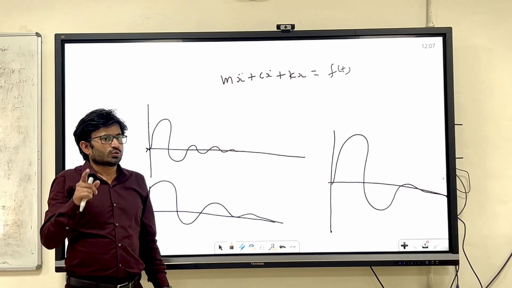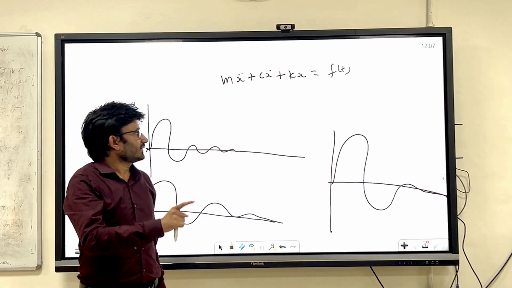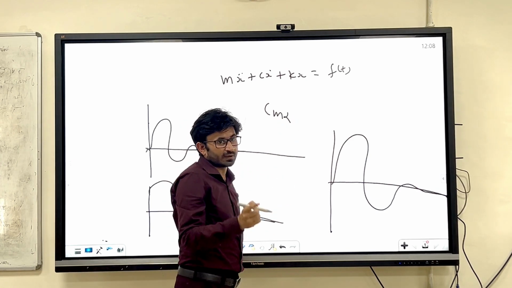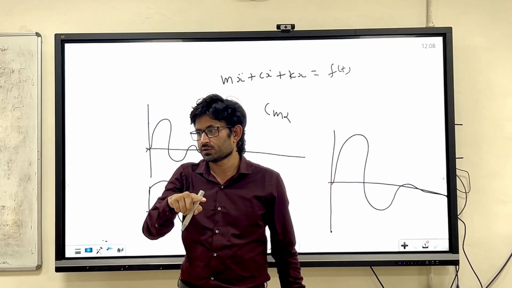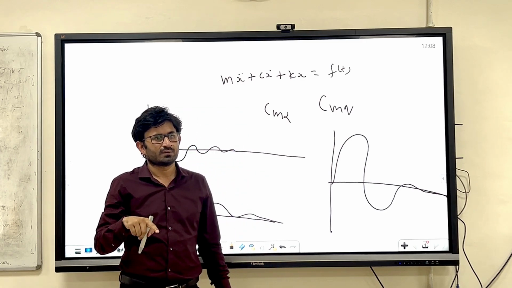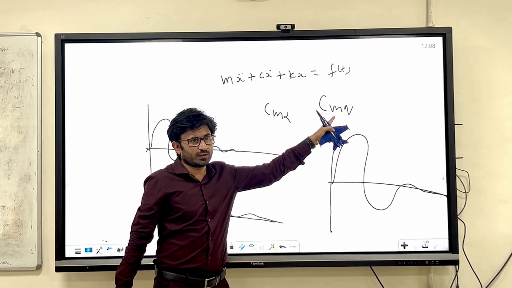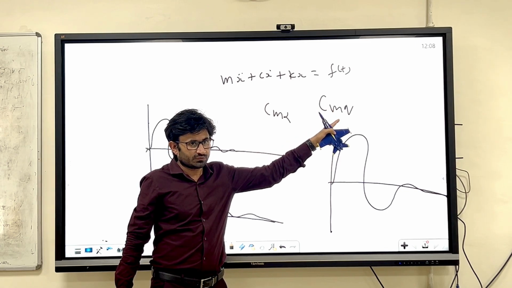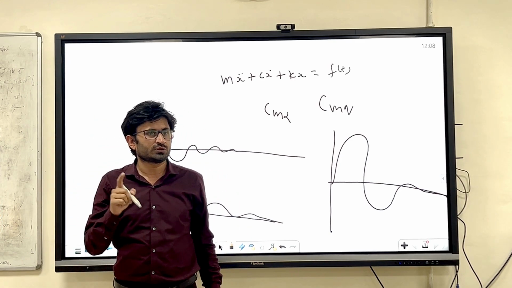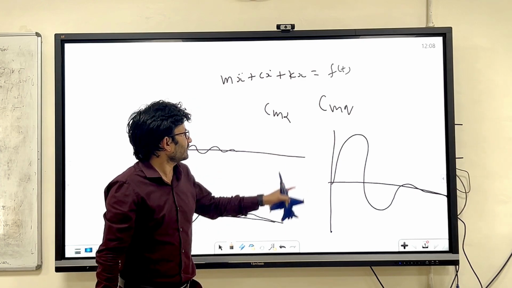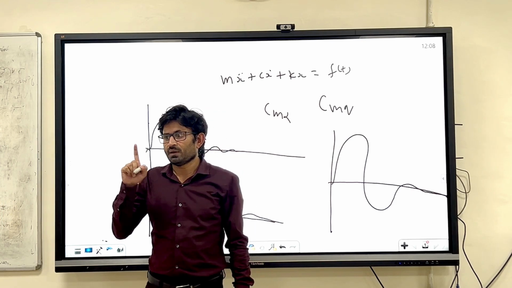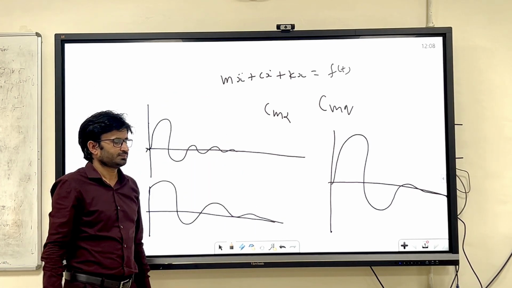So I will tell you, in an aircraft, the C_m alpha is responsible for generating the restoring force, and C_m q will provide you the damping. So depending upon these values, the graph will change. For example, if C_m alpha is very high, that means the initial tendency to return to the original position will be very high. If the C_m q value is very high, then the system will be damped quickly.